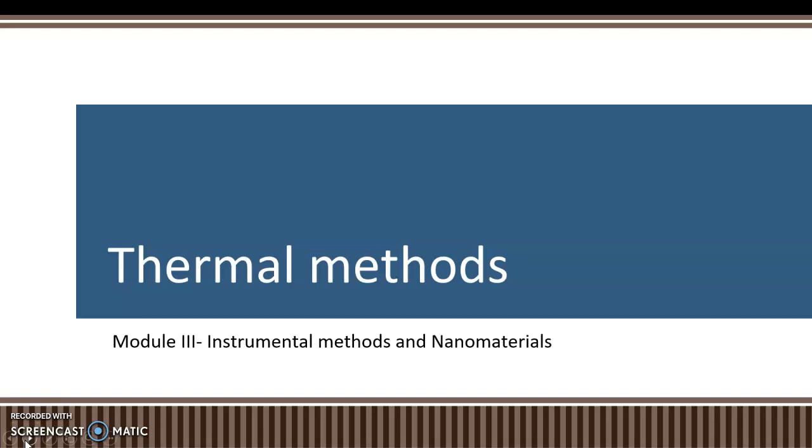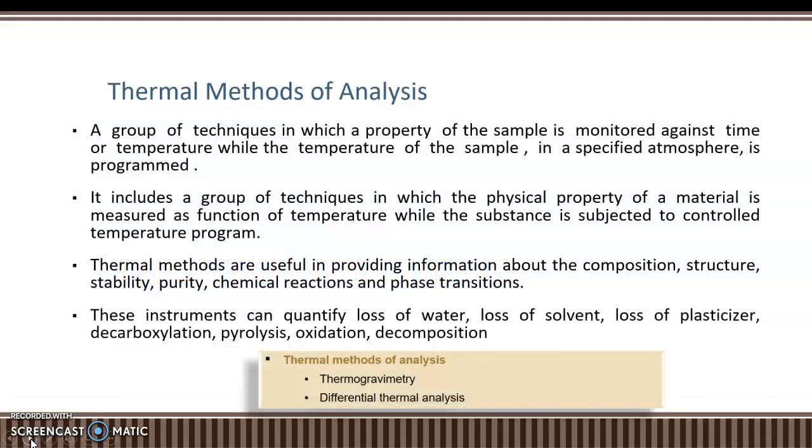then we can understand the physical properties or changes, that means the chemical changes taking place in a material. So that is the thermal methods of analysis. So generally, we can say that thermal methods of analysis consists of a group of techniques in which a property of a sample is monitored against time or temperature, while the temperature of the sample in a specified atmosphere is programmed. So it includes a group of techniques in which the physical property of a material is measured as a function of temperature, while the substance is subjected to controlled temperature program.